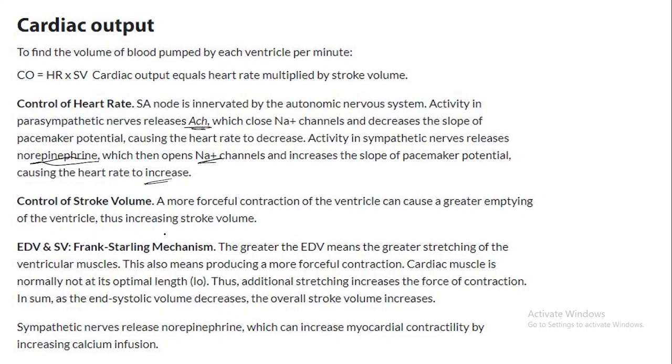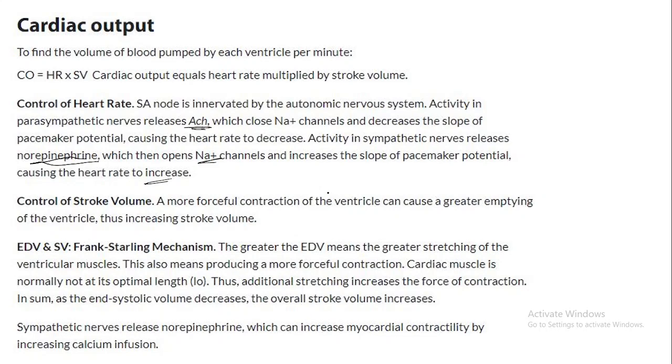norepinephrine. Now, control of stroke volume. A more forcible contraction of the ventricle can cause a greater emptying of the ventricle, thus increasing the stroke volume. So it all depends on the contraction of the ventricle. If the contraction is more, then the blood is emptied more. It's like you're squeezing the ventricle more. So when the ventricle is contracted or squeezed, the blood that is present in the chamber completely moves out, right? So that depends on the contraction.